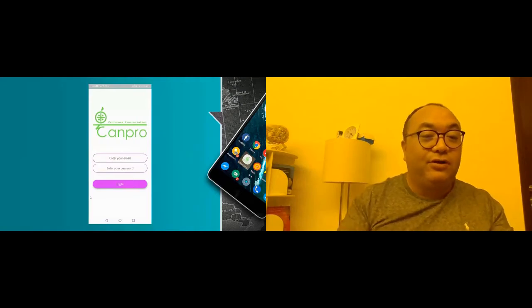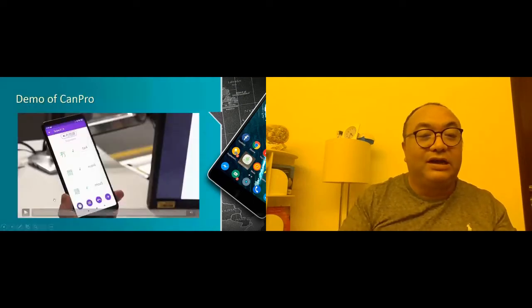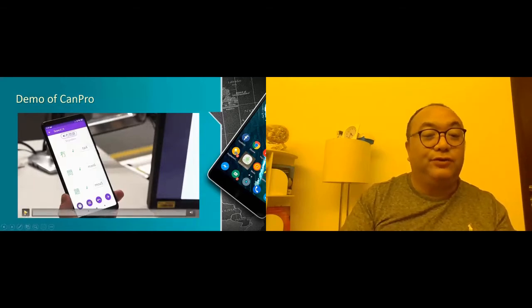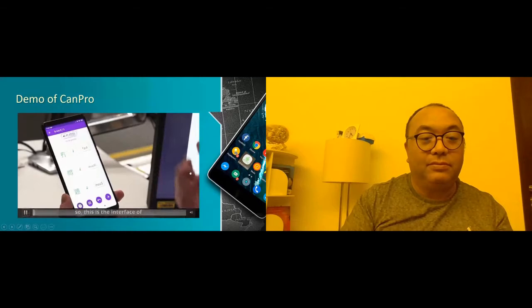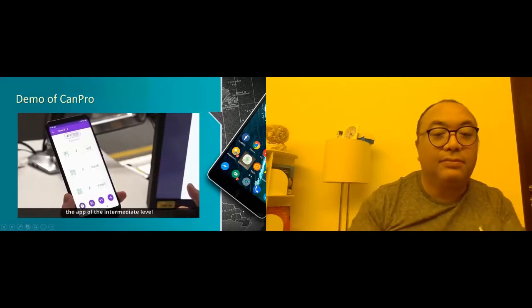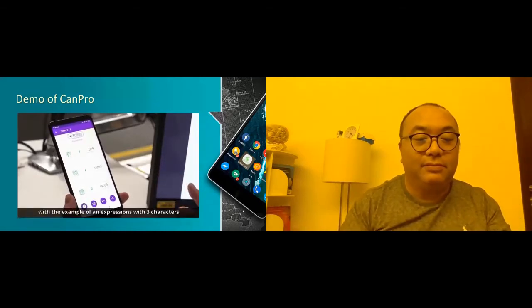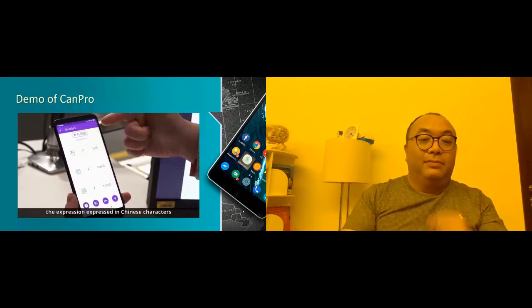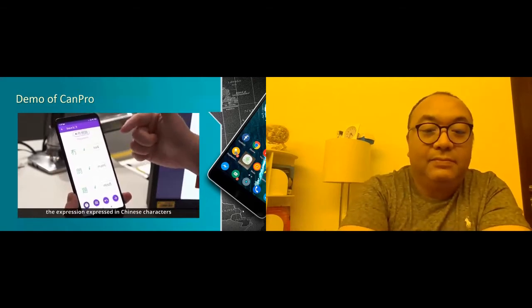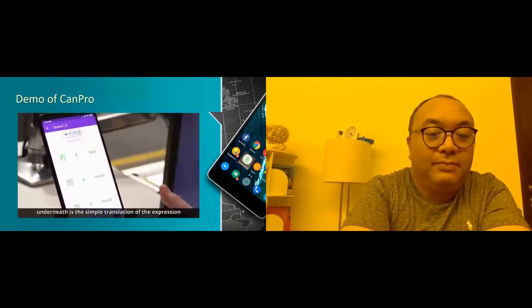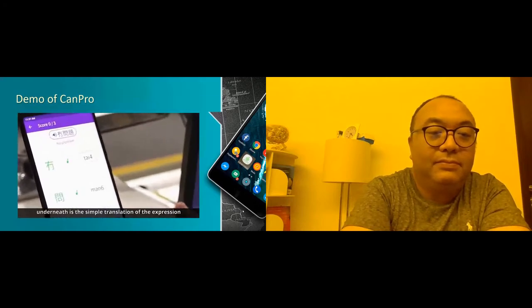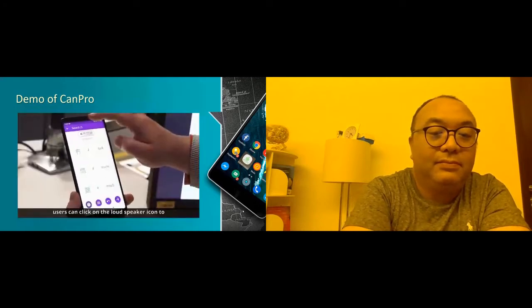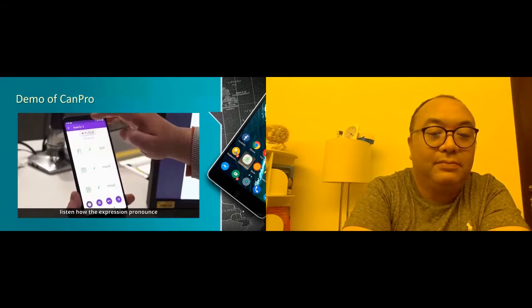Now, I'm going to show you a short video of about 1 minute showing you how this app is used. So this is the interface of the app at the intermediate level with an example of an expression with 3 characters. On the top, you can see the expression in Chinese characters. Underneath is the simple translation of the expression. And users can click on the loudspeaker icon to listen to how the expression is pronounced.